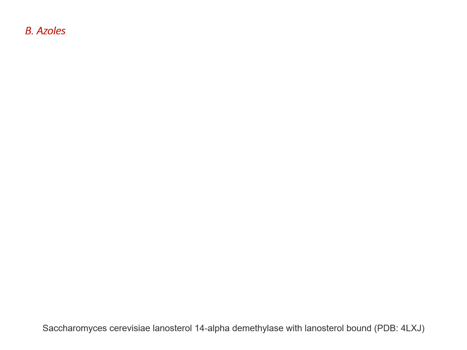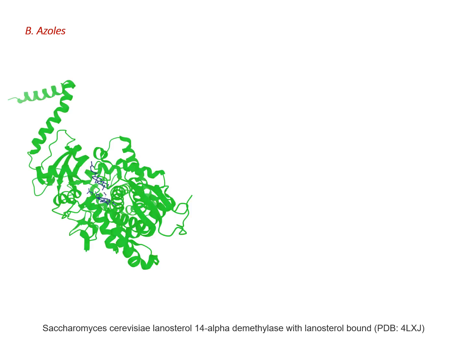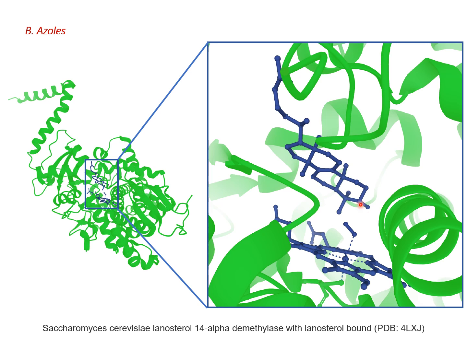Azoles inhibit a key enzyme in ergosterol biosynthesis, which is called 14-alpha-demethylase. This enzyme has a prosthetic heme group that catalyzes the demethylation of lanosterol. To understand the necessity of the azole ring in this class of antifungals, we need to look at the mechanism of lanosterol demethylation.